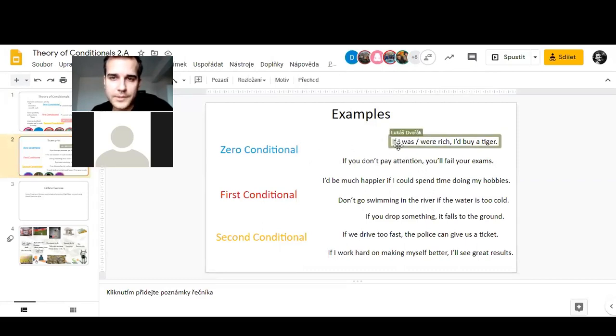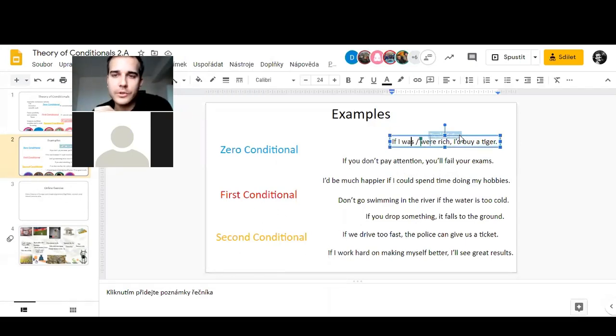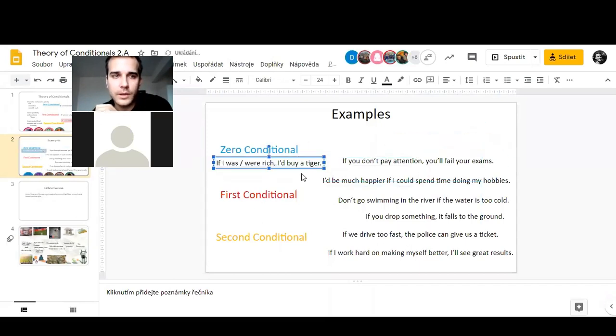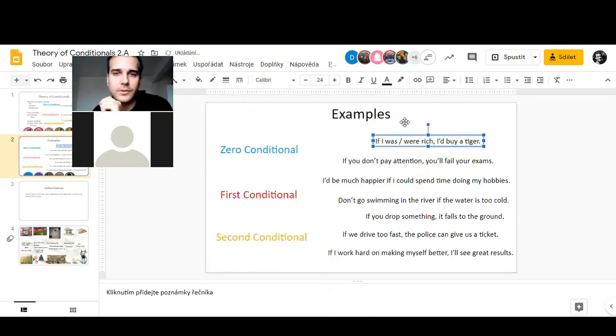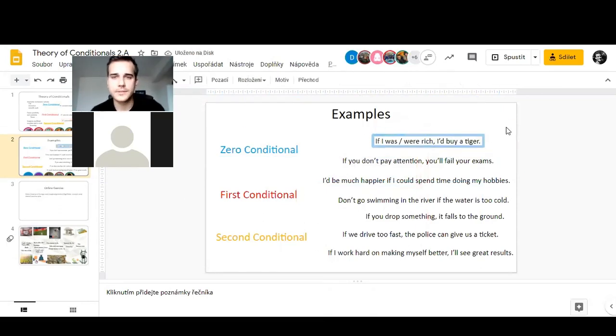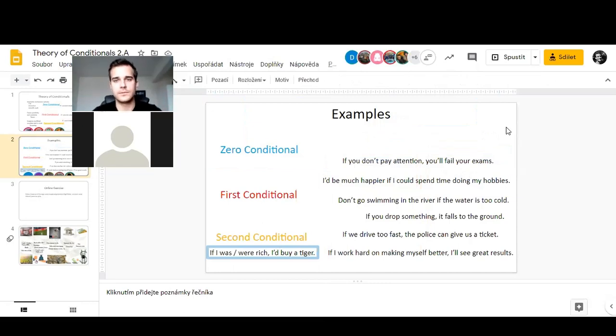Okay, so for example, if I say, if I was or were rich, I would buy a tiger. Which conditional is that? Put it to the right place. Put it nearby the conditional. Okay, so for example, if I say, if I were rich would be zero conditional, then I put it here. Okay, that's the idea, but it's not zero conditional. It is not the zero conditional. So put it to the right place, guys. I want to see you know. Yes, correct.